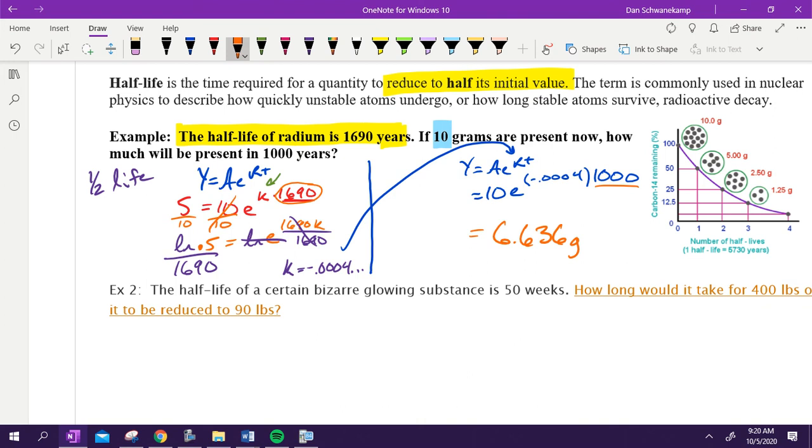After 1,600 years, I'd have 5 grams, but since I only want 1,000, I've got 6.636 left. Questions there?